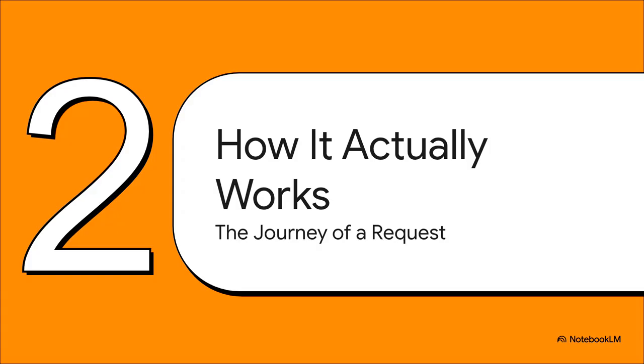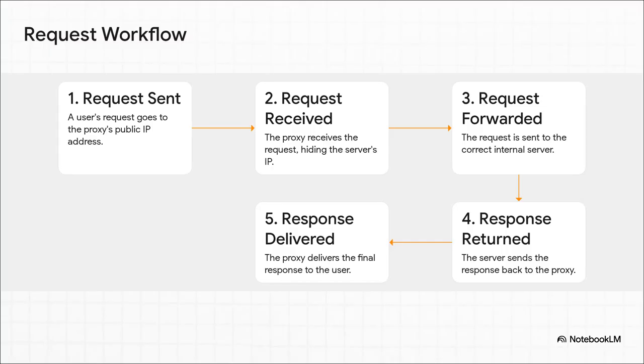Okay, so that's the what. But how does it actually work, step by step? Let's follow the journey of a single request you make on the internet and see what happens. Okay, so you make a request. First, you connect to what you think is the website, but surprise, it's actually the reverse proxy. The proxy gets your request, and then it forwards it to the correct internal server. Then, that server finds what you want, a web page, a video, whatever, and it sends it back to the proxy. And finally, the proxy delivers that response to you. The best part is, the whole process is totally seamless. You never even know there was a middleman involved.